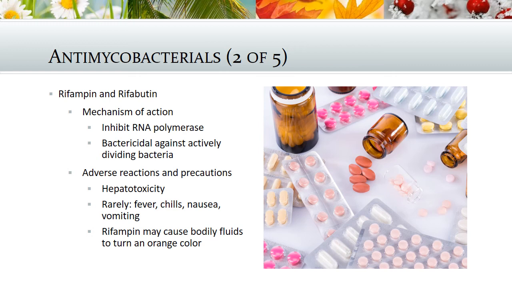Rifampin and rifabutin may also be part of a combination regimen to treat TB. These inhibit RNA polymerase and are bactericidal against actively dividing bacteria. However, adverse reactions are that they may cause bodily fluids, especially with rifampin, to turn an orange color. There may be fevers, chills, and nausea, and it can be toxic to the liver.